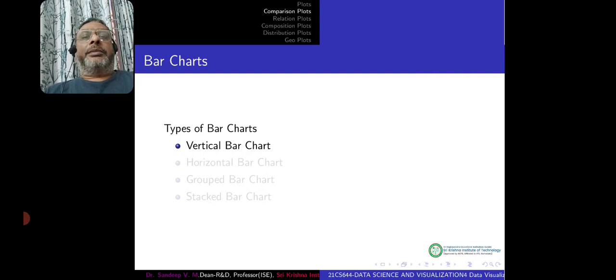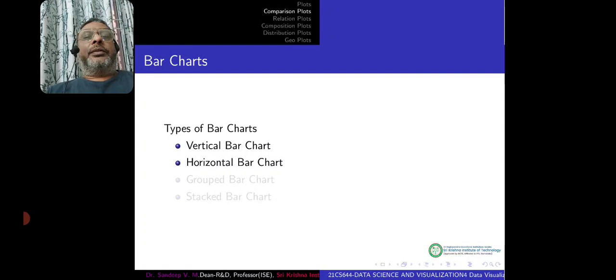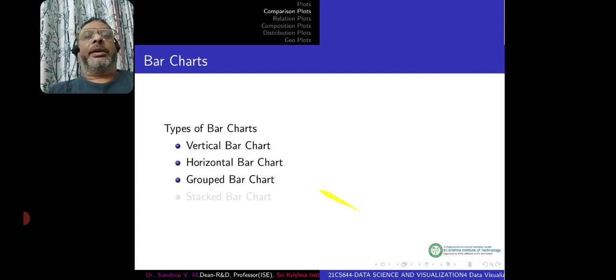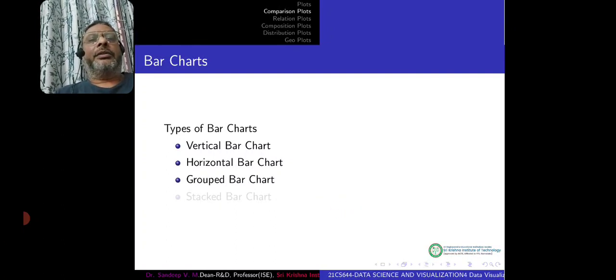So the types of bar charts, if you look at, there are basically four types: vertical bar chart, horizontal bar chart, grouped bar chart, and stacked bar chart.